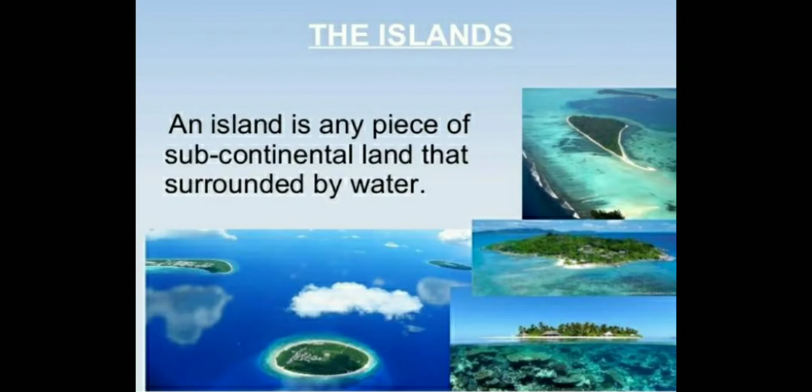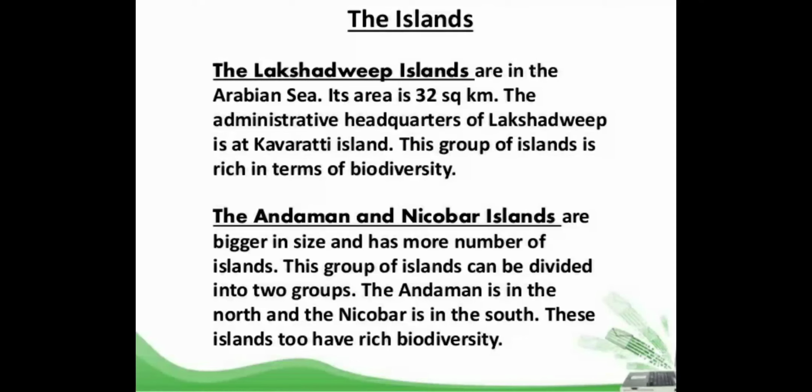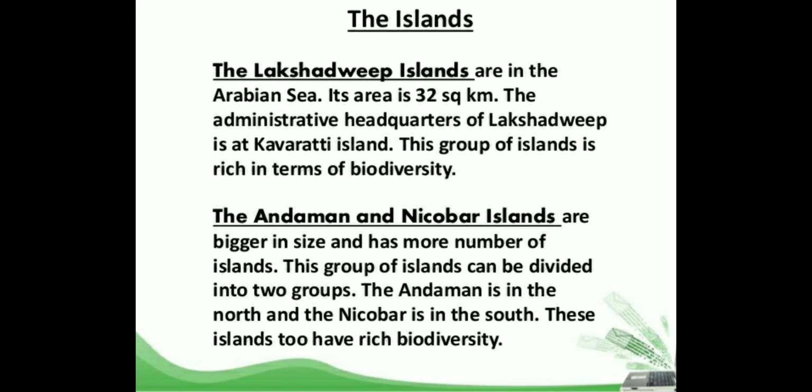The island is any piece of subcontinental land that is surrounded by water. The islands are the Lakshadweep Islands and the Andaman and Nicobar Islands. The Lakshadweep Islands are in the Arabian Sea. Its area is 32 square kilometer. The administrative headquarters of Lakshadweep is at Kavaratti Island. This group of islands is rich in terms of biodiversity. Biodiversity, you understand? Yes. In terms of biodiversity.